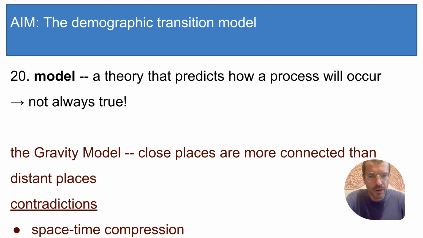It shows that the gravity model is not always true, because places that are far apart might actually be able to communicate very easily now with these technologies. All right, to sum up, models are predictions that are usually true, but not always. You need to be familiar with the model itself and its contradictions.